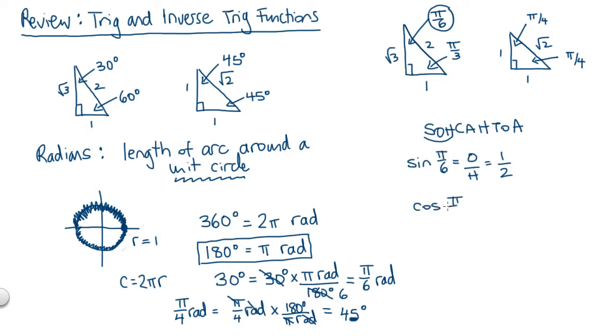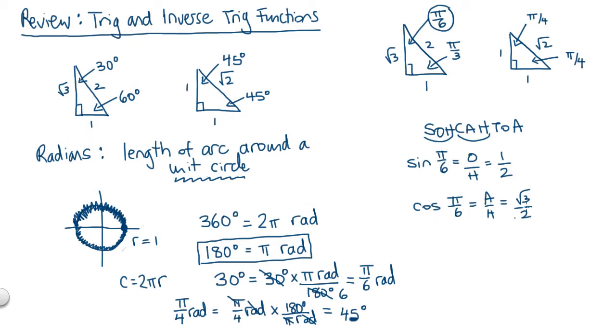If we wanted cos of pi over 6, again, going back to Sohcahtoa, cos is the adjacent over the hypotenuse. And still working with respect to the angle pi over 6, the adjacent side is root 3, the hypotenuse is 2.